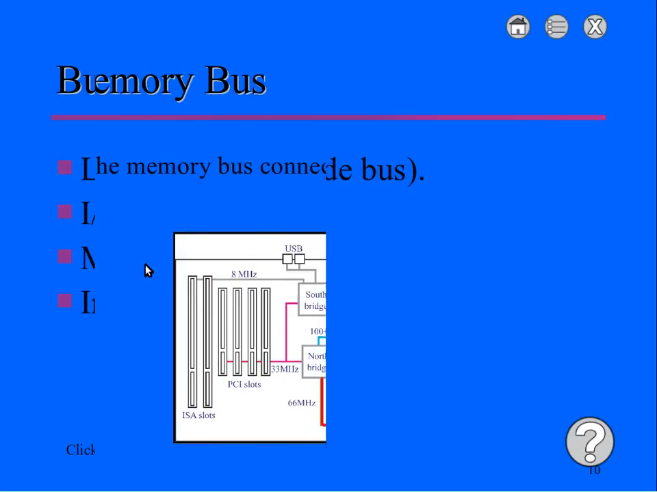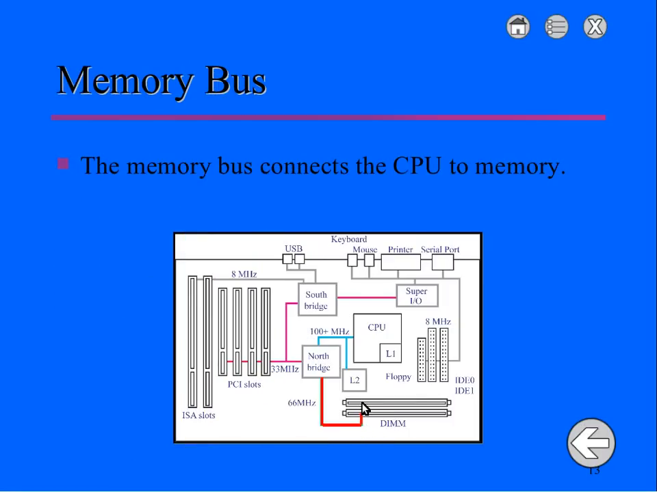The memory bus carries data between the memory modules and the North Bridge. It is the second fastest bus on the motherboard. It has to be quick because it's transferring data to and from the RAM memory in the memory sockets. And so the North Bridge is a go-between between the CPU and the memory.